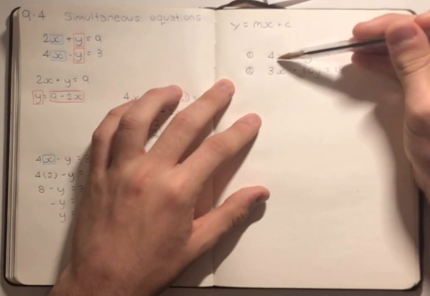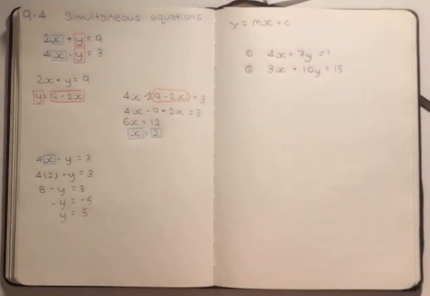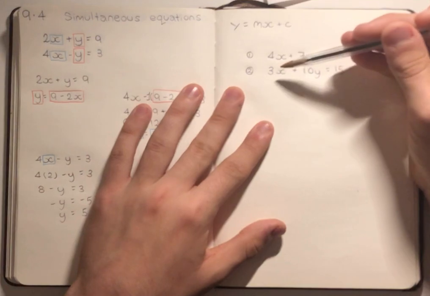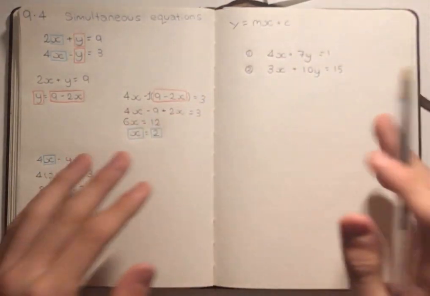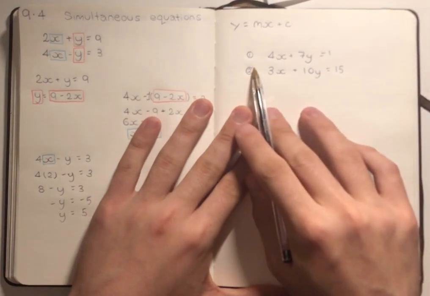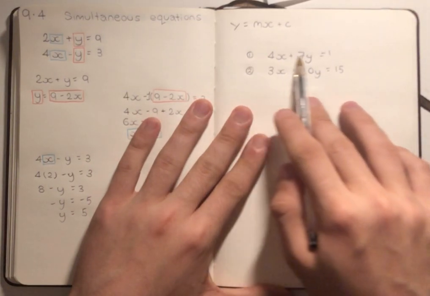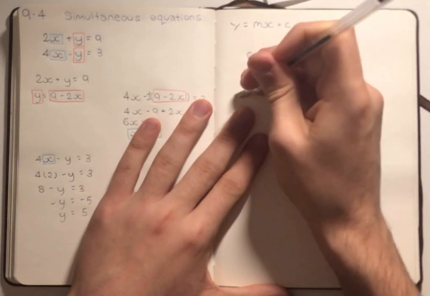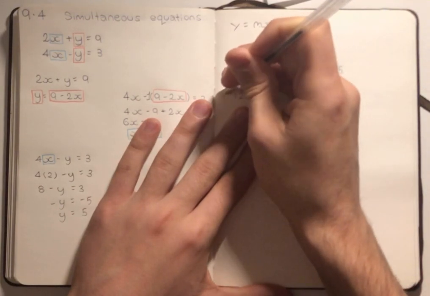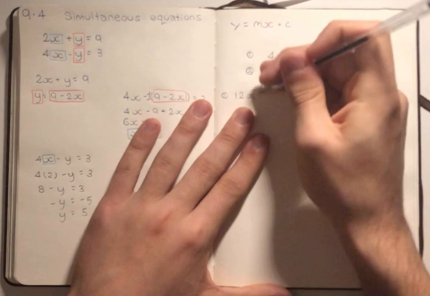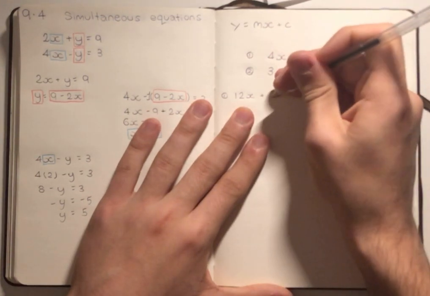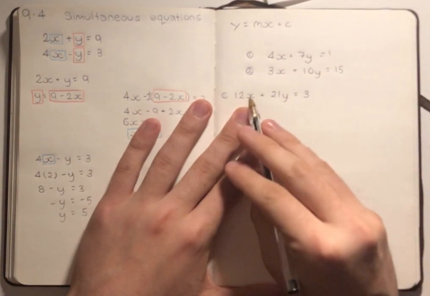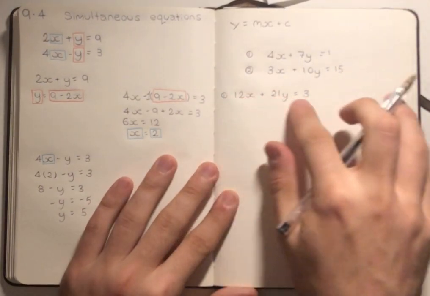Now, we want this x and this x to be multiplied by the same thing. So 4 and 3 multiply together to make 12. Pretty simple. So let's first of all multiply this entire equation here by 3. So 4x times 3, 12x. I'm also going to label this equation 1, plus 7 times 3, 21y is equal to 3 times 1, which is 3.